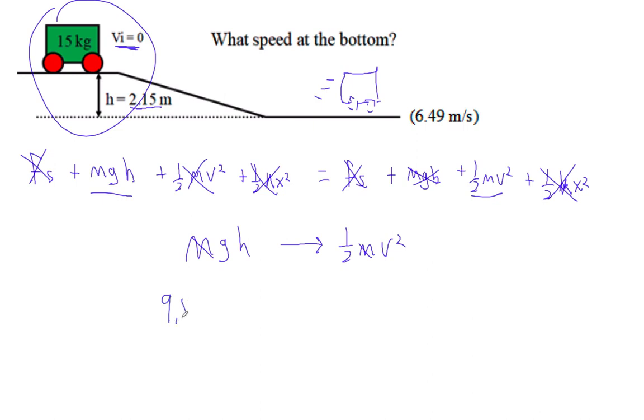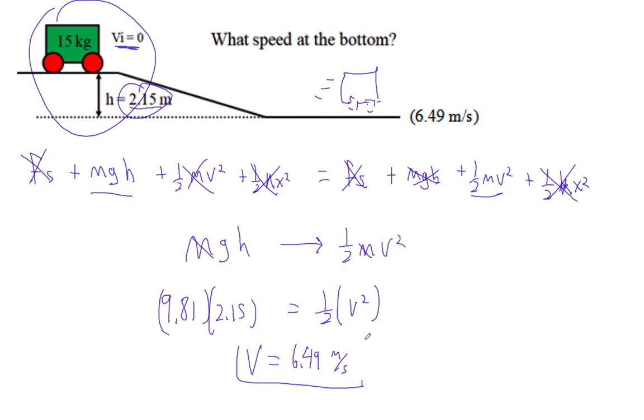So we're just going to plug in numbers. 9.81, our height is 2.15, equals 1/2 v squared. So I'm going to go 9.81 times 2.15 times 2, and that's what v squared is, right? And then I'm going to square root that. So 6.49 meters per second squared. Just meters per second, sorry. Not squared.